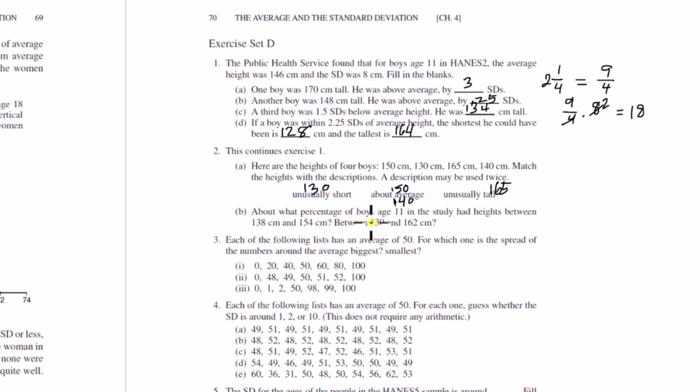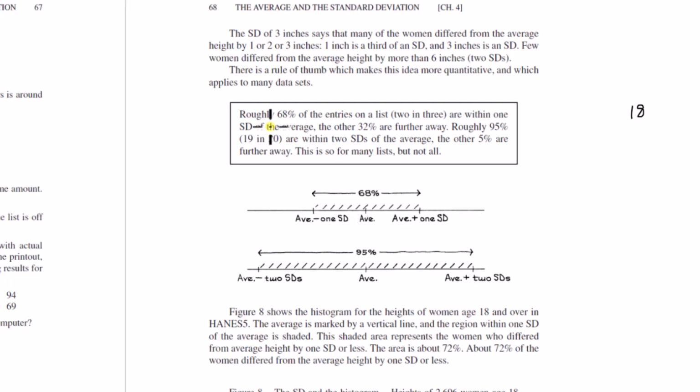About what percentage of boys age 11 in the study had heights between 138 and 154 centimeters, between 130 and 162? Okay, well, as far as percentages, it gave us this general rule. If we don't have the specifics, the actual numbers, we can use this as an assumption. 68% of the entries on the list are within 1 standard deviation, and the other 32% are further away, so greater than 1 standard deviation away. Roughly 95% are within 2 standard deviations of the average. The other 5% are further away. Okay.